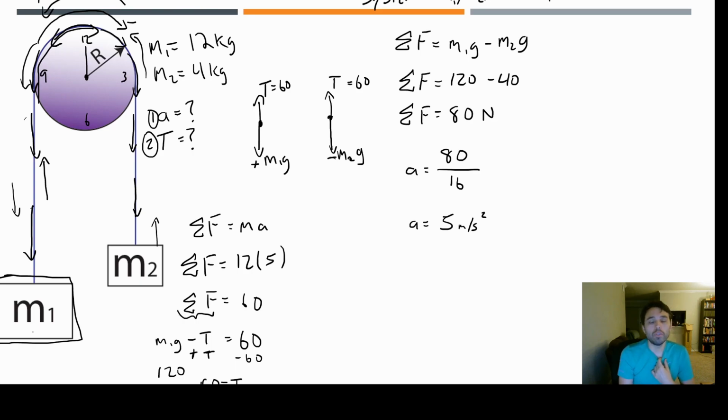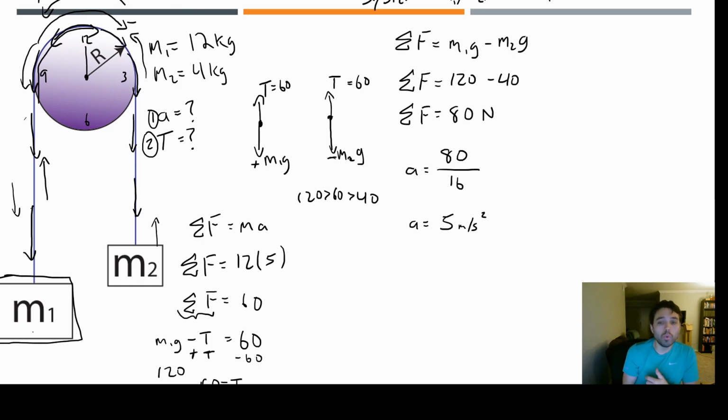One of the tricks I tell my students to check if your answer makes sense: your tension force should always be less than the larger object's weight, but more than the smaller object's weight. We know that M1's weight force is 120, and M2's weight force was 40. So the tension force should be in between there somewhere, and it is. It's 60. This makes sense because the larger weight M1 pulls down on the rope, so it's going to accelerate down. So the net force should be down, so the weight should be greater than the tension up, and it is.